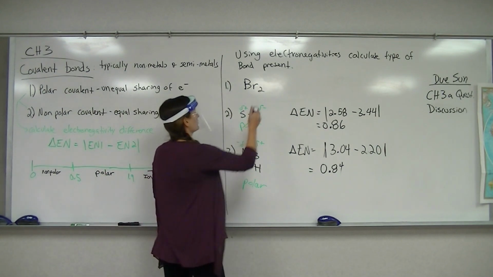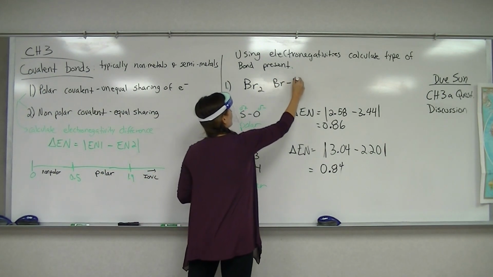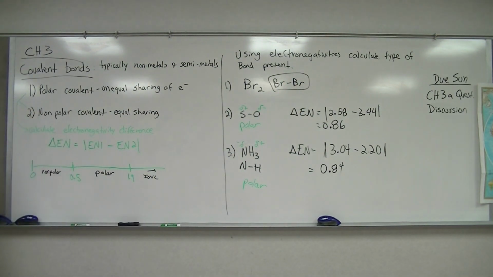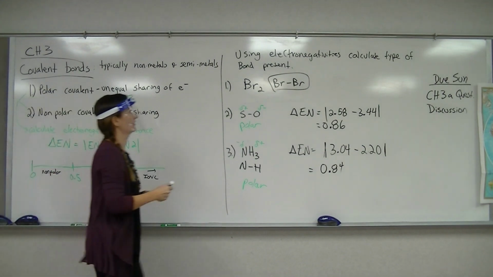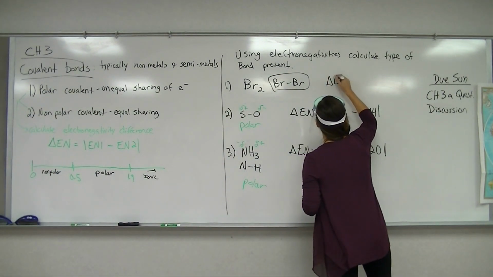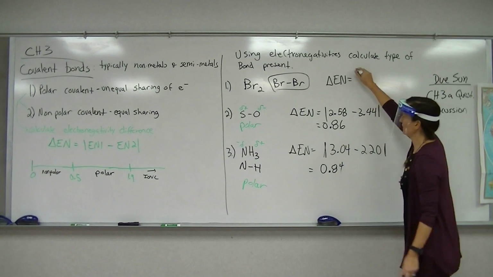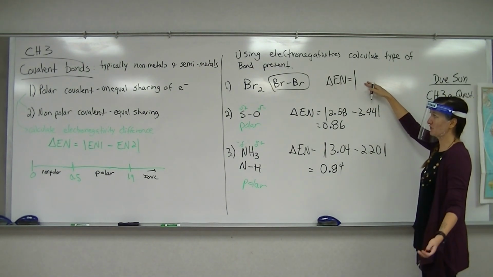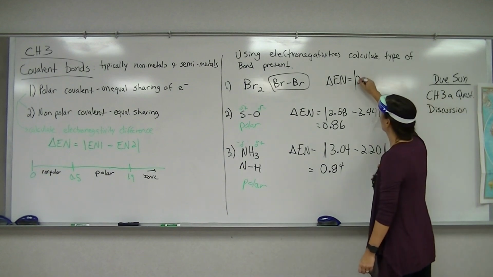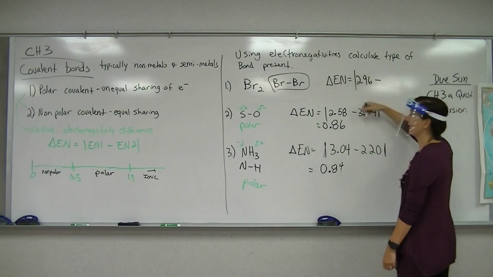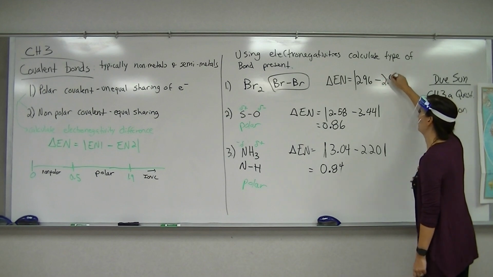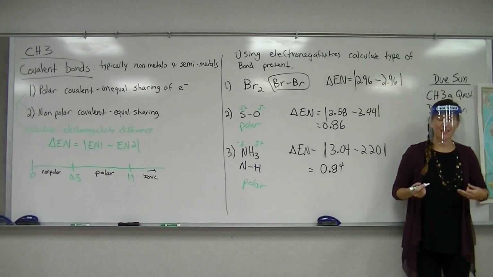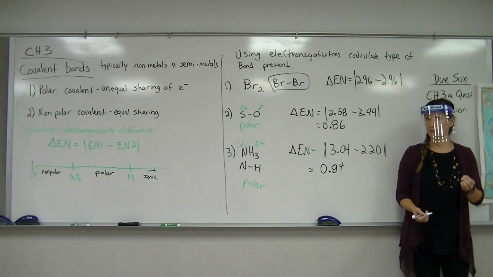I'm just asking what type of bond is present in that molecule. So bromine and bromine. You're just figuring out the electronegativity difference. This one kind of fools people sometimes. So what's the electronegativity of bromine? 2.96, and you're subtracting it from bromine, 2.96. So when you subtract that, your electronegativity difference is 0, right?